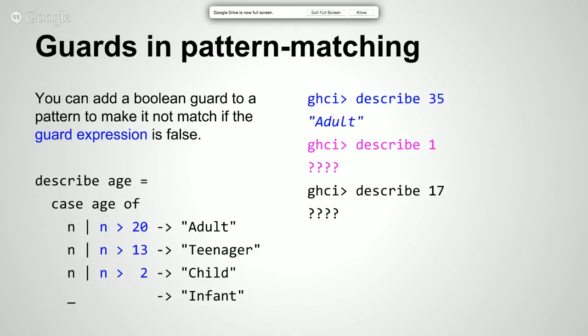Describe 1, what do you guys think is going to come out of that? Infant. Everyone agrees on infant? That's what, so that means everything else. Yeah, the wildcard is sort of the catch-all. And then 17 is going to be teenager. Yep.